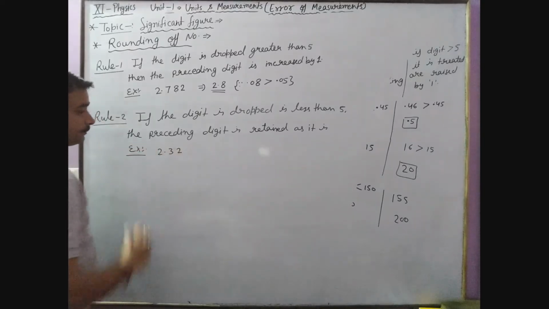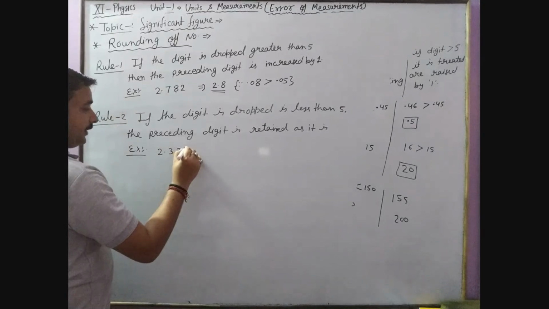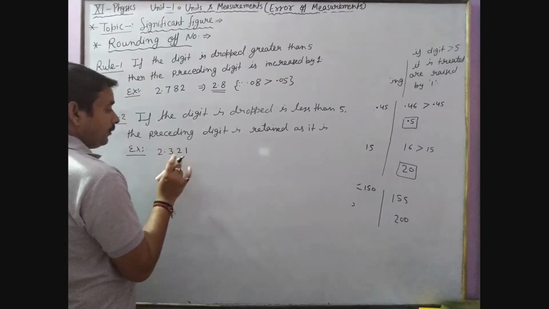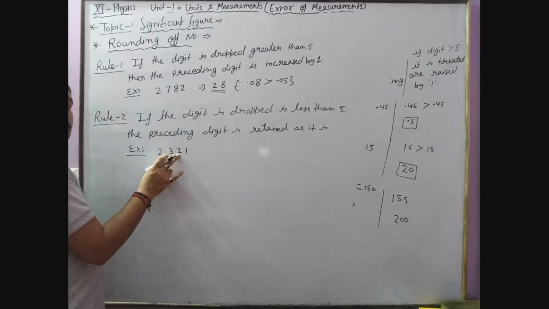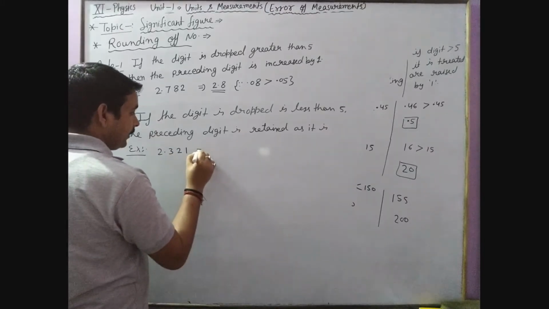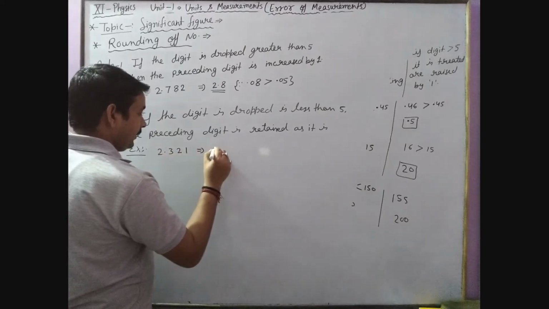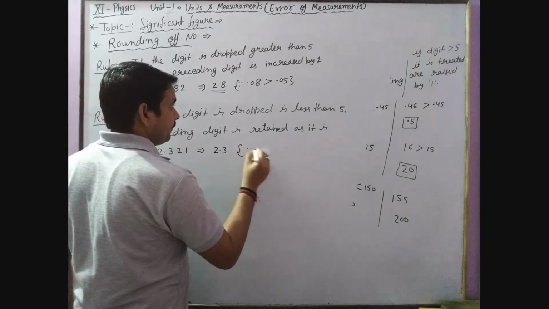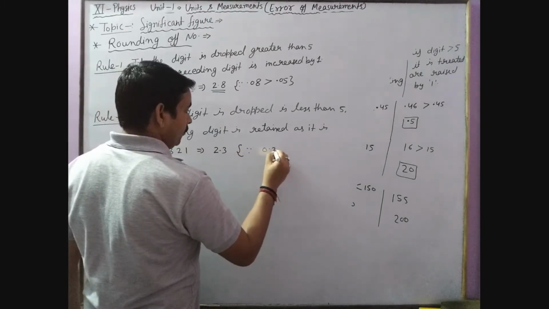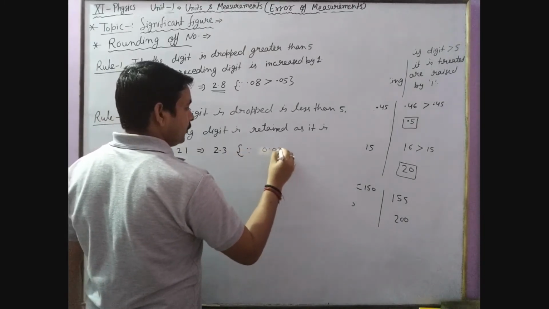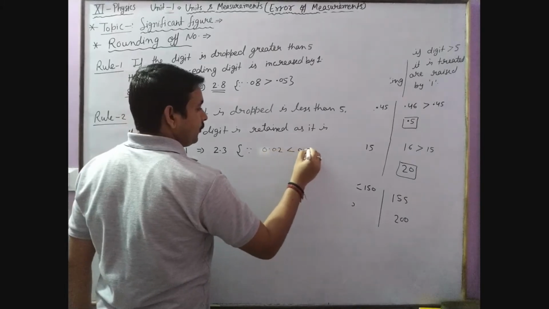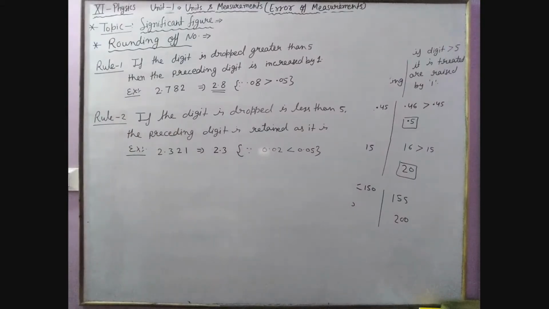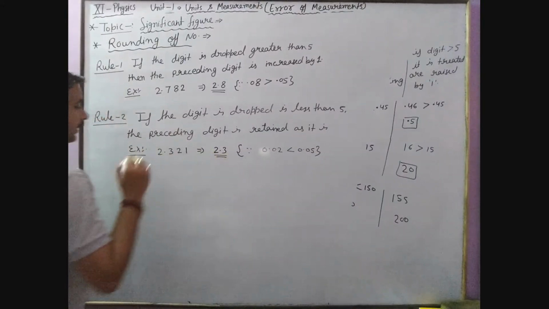2.32321. Okay, we want to drop 2. Okay, therefore we write it 2.3 only, because 0.02 is less than 0.05. Okay, so this is our answer.